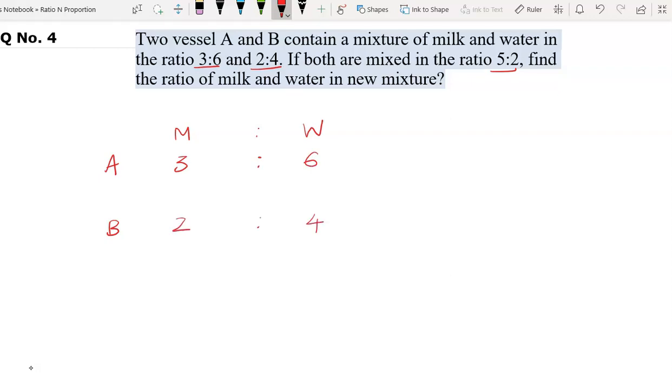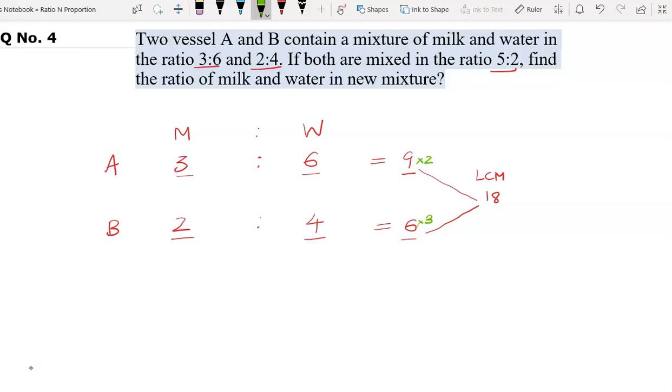2:4. Now what we will do, we will add 3 plus 6, which is 9. 2 plus 4 will give us 6. Now in order to make this 9 and 6 equal, we will take the LCM of 9 and 6. LCM is 18. Now 9 into 2 will give us 18, so we will multiply this by 2. 6 into 3 will give us 18, so we will multiply this by 3. So 9 into 2 is 18, 6 into 3 is 18. So now they are of equal quantity.